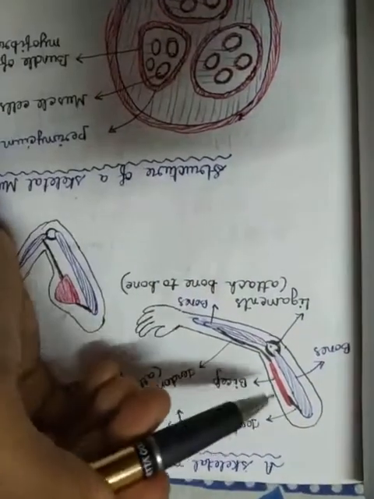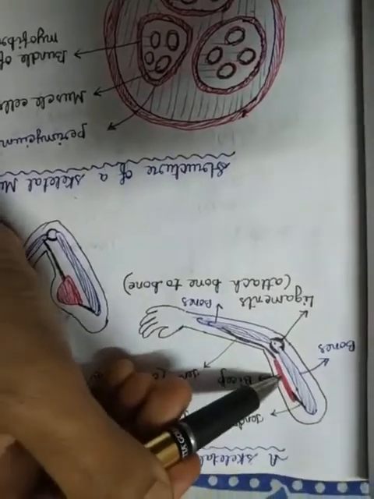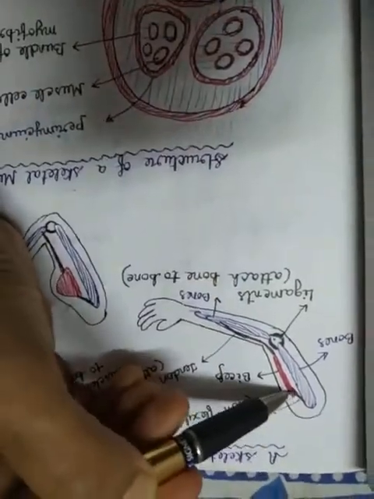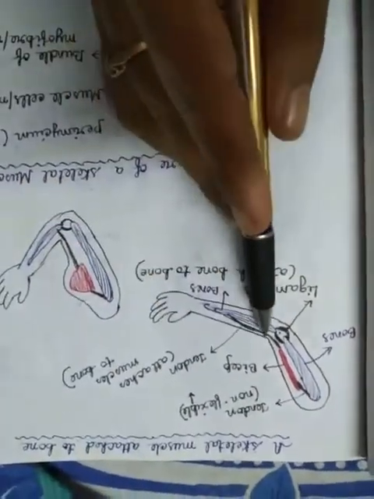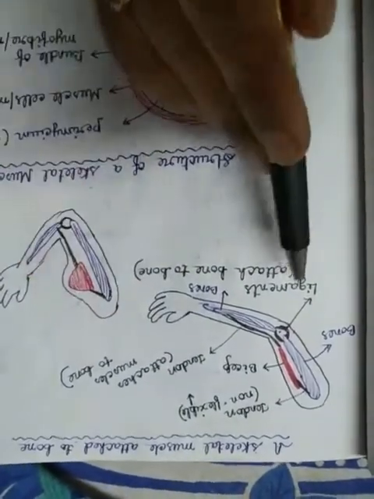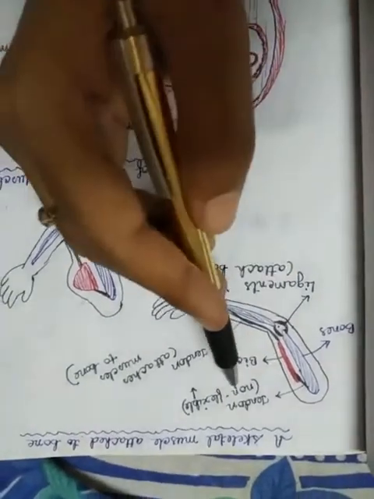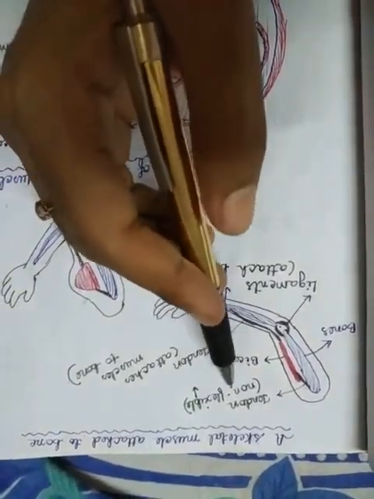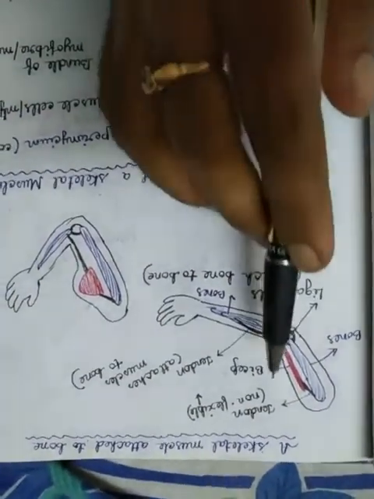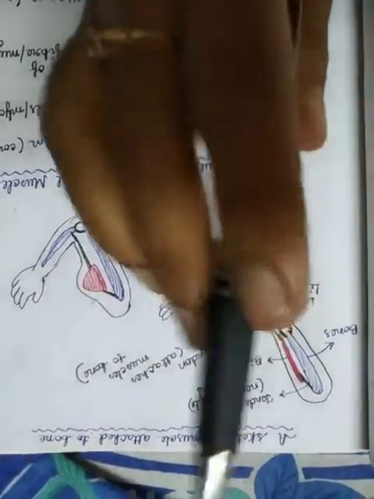Clear? Similarly, this is the biceps, a skeletal muscle, and these muscles are attached to the bones through tendons. See, here is a tendon, and this is also a tendon. So tendons attach muscles to bone, but ligaments attach bone to bone. Tendons are non-flexible, just like a cotton thread. This diagram shows how the skeletal muscles are attached to the bones through tendons.